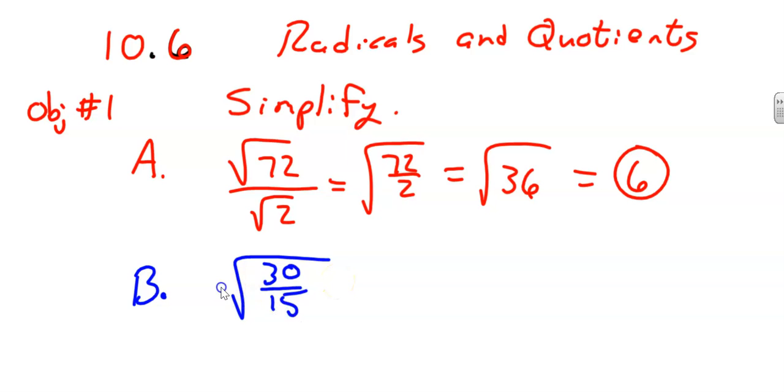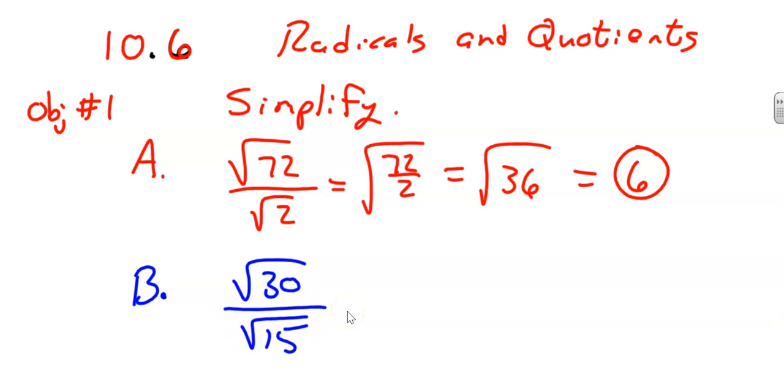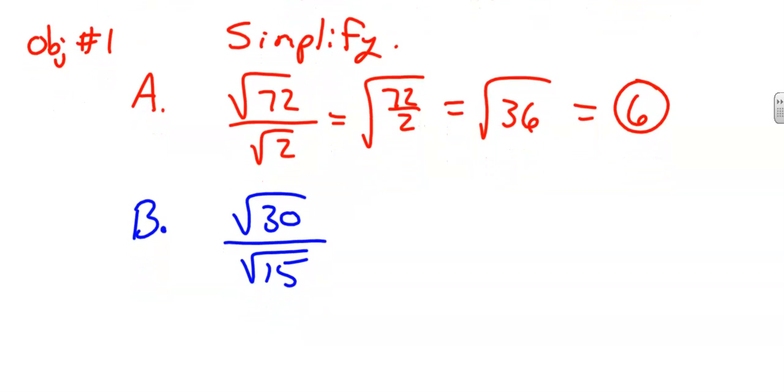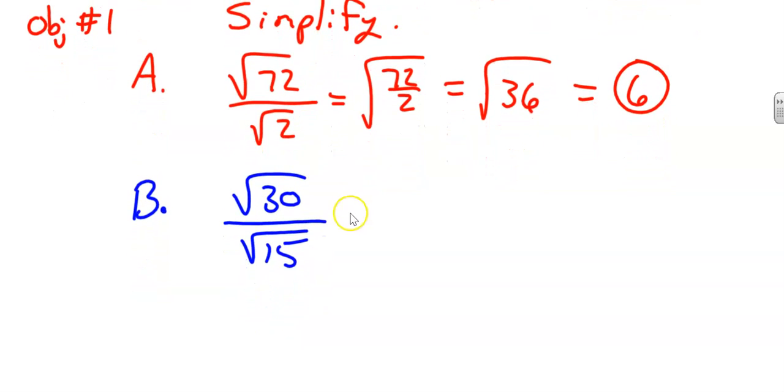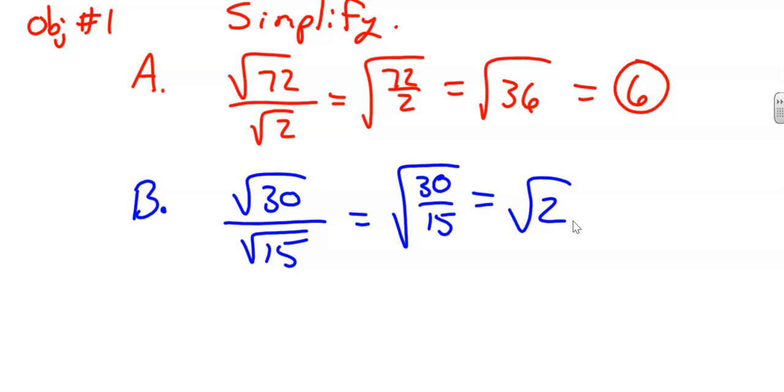Okay. They may give it to you where you have like square root of 30 over square root of 15. And again, if they give them to you separately, you can think about them together, because if you take 30 divided by 15, that's the square root of 2. And for that one, square root of 2 doesn't simplify, so that would be as far as you would take that one.